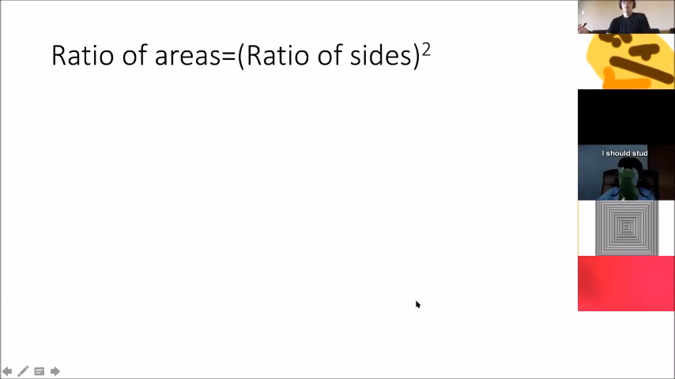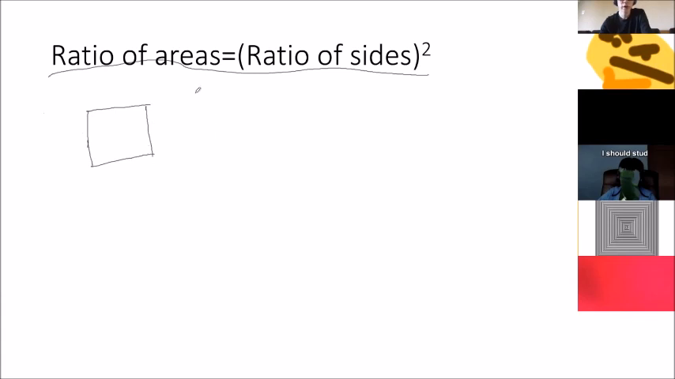Okay, here's an important thing about similarity. If you're given two similar triangles or shapes, there's this important theorem or result that you can actually find out the ratio of the areas based on what the ratio of the sides is. And it's in the quadratic ratio. So this should kind of make sense to you.